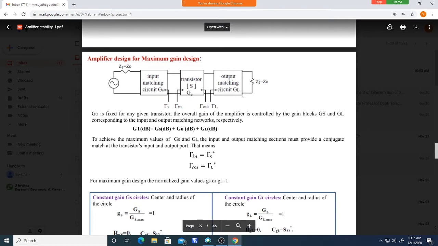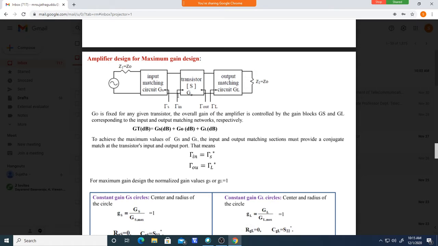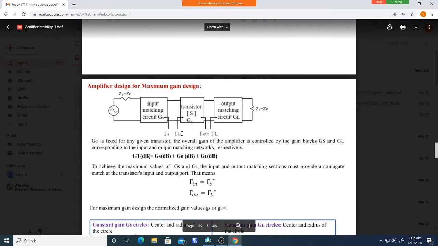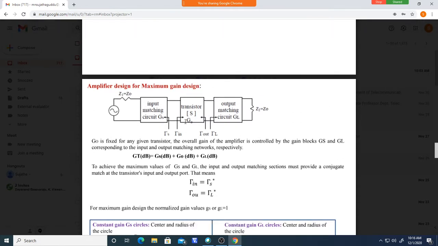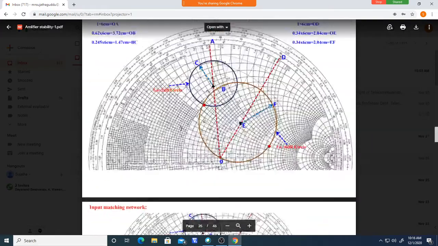In the amplifier design, maximum gain will be obtained if tau in is the complex conjugate of tau s. There must be a conjugate match at the input and the output. We already know the expression for tau in. It depends upon the values of the S parameters. Tau out also depends upon the S parameters. We will be calculating this tau in.